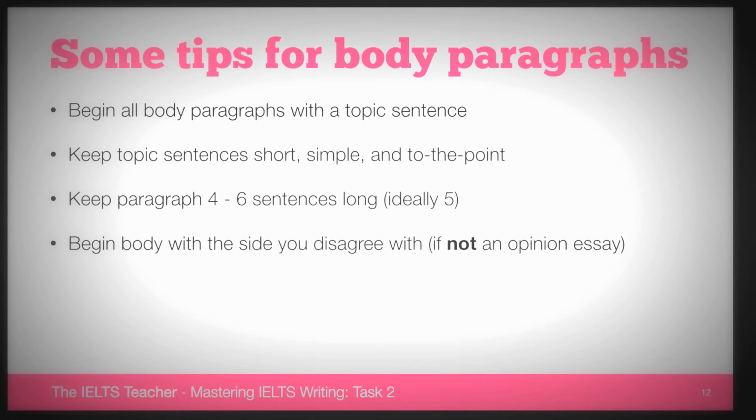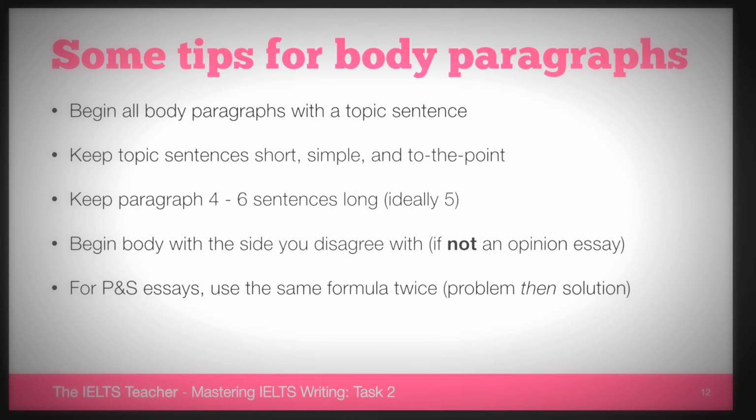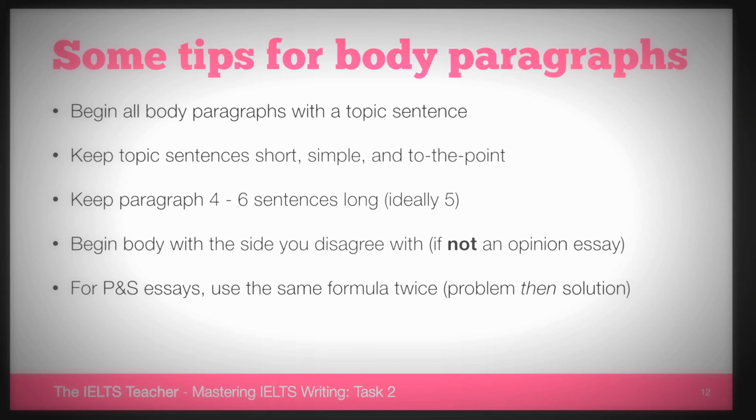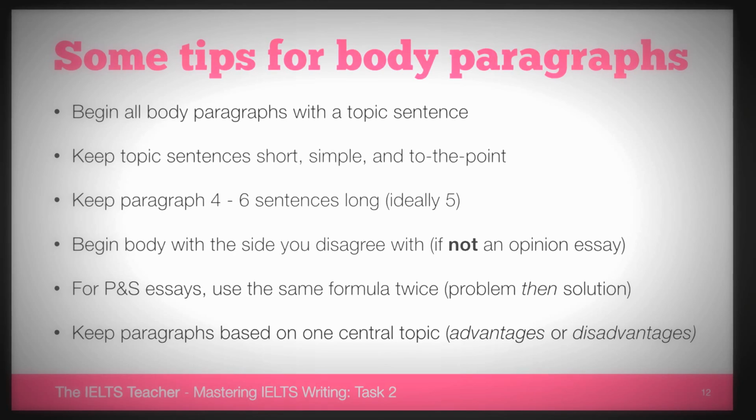Now, when you write a discussion opinion essay, make sure to begin the body with the side you disagree with, unless it's an opinion essay, and then you do not need to balance your opinion. For problem and solution essays, use the same formula twice. 3 sentences about the problem, 2 sentences about the solution and result. Finally, try to keep paragraphs based on one central topic, whether it's advantages or disadvantages. One supporting point for your opinion, and then another supporting point for your opinion.